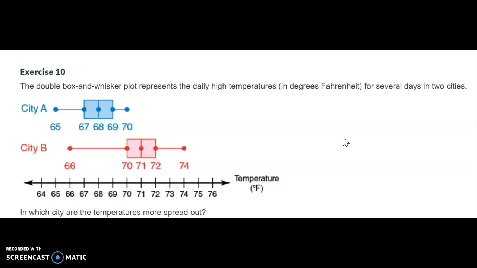The double box and whisker plot represents the daily high temperatures in Fahrenheit for several days in 2 cities. You have city A, city B, and the spread right here and right here. Which one appears to be more spread out? Well, 65 to 70 is only 5 degrees difference, but 66 to 74 is much higher, 8 degrees. You can see this is much more spread out. So B has a more spread.